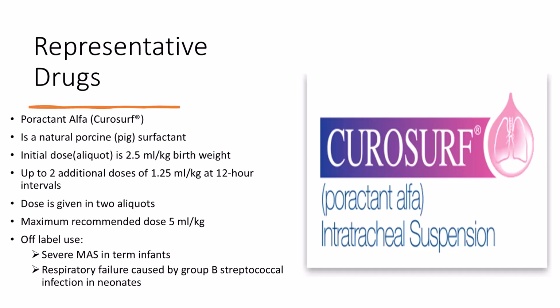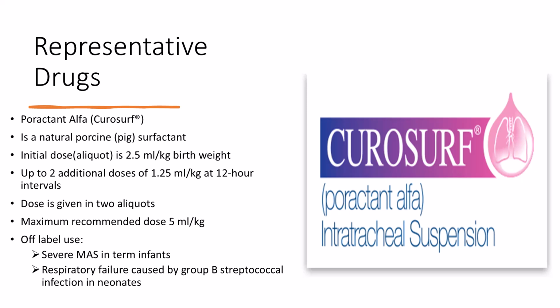Piractin alpha, marketed under the brand name Curosurf, is an exogenous surfactant derived from porcine, pig, lungs. It is used to treat respiratory distress syndrome in premature infants, particularly those with surfactant deficiency.